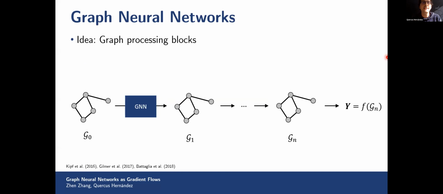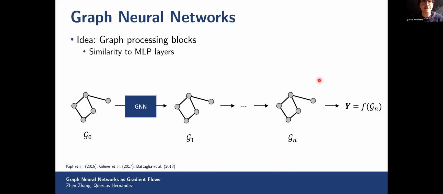Okay, so what's the idea of graph neural networks? Graph neural networks are assembled in graph processing blocks. And there's an analogy between graph neural networks and multilayer perceptrons. In multilayer perceptrons, you have a vector and you multiply by a weight matrix, you sum a bias, and you activate by some nonlinear activation function, and you get another vector. And you repeat it sequentially until you get your final output.